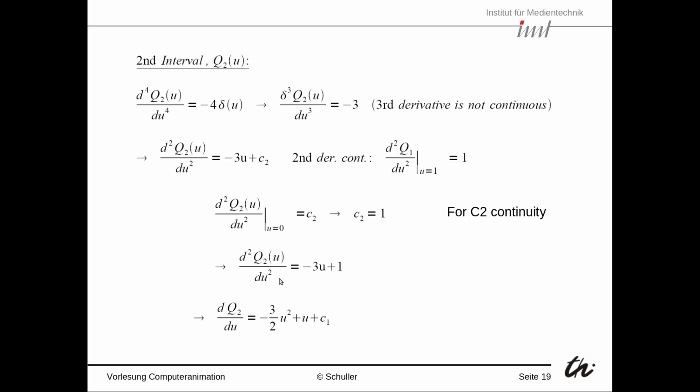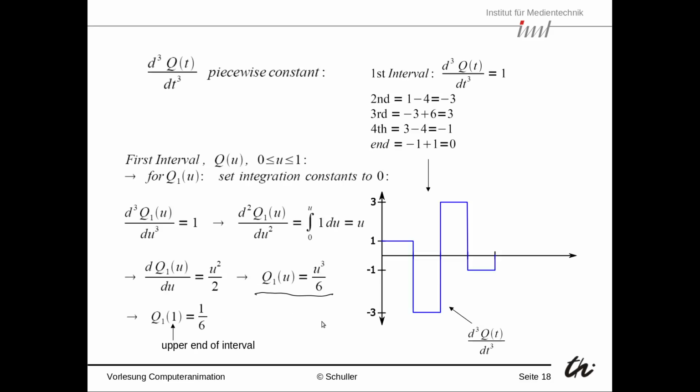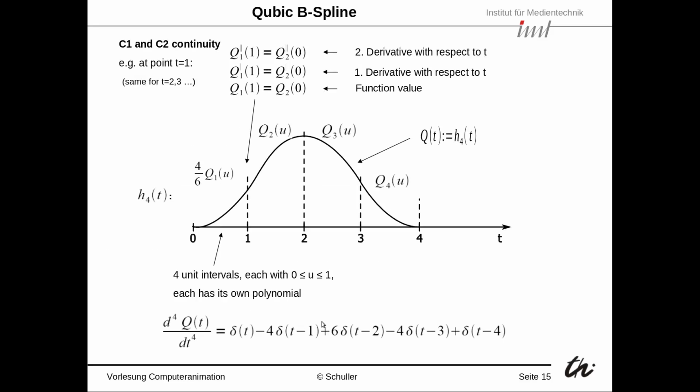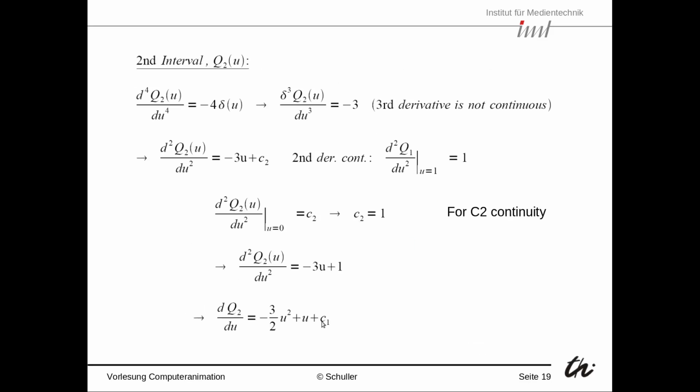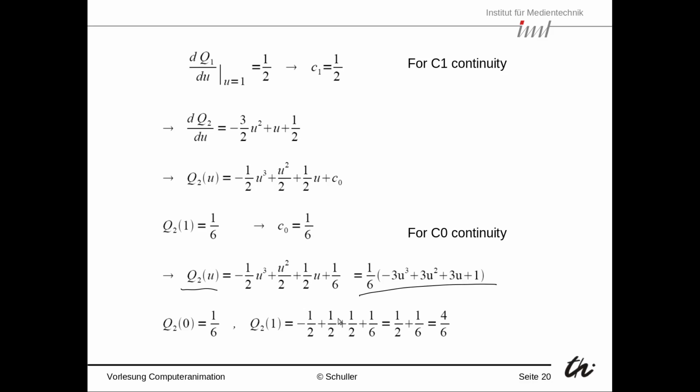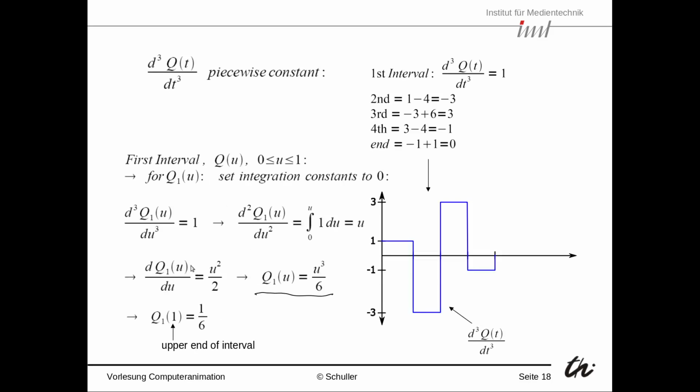And now we can integrate it once more to obtain the first derivative, minus 3 over 2 u squared plus u plus another constant, plus c1. So now you can also take the first derivative of the first interval and plug in the upper end for u equals 1. So going back here, u equals 1 means you get 1/2.